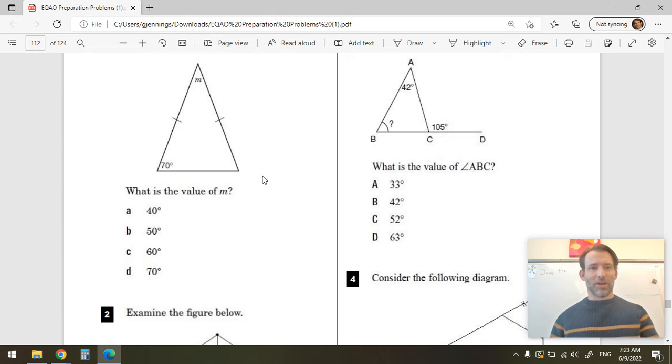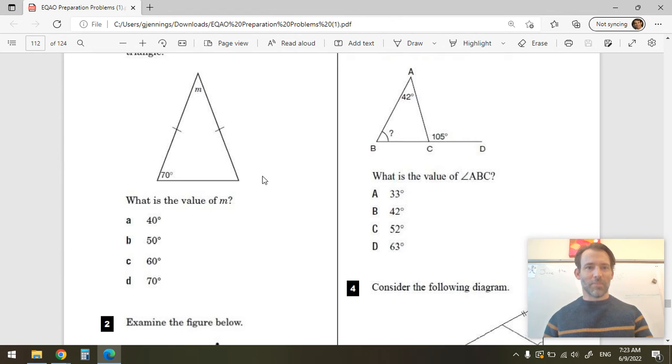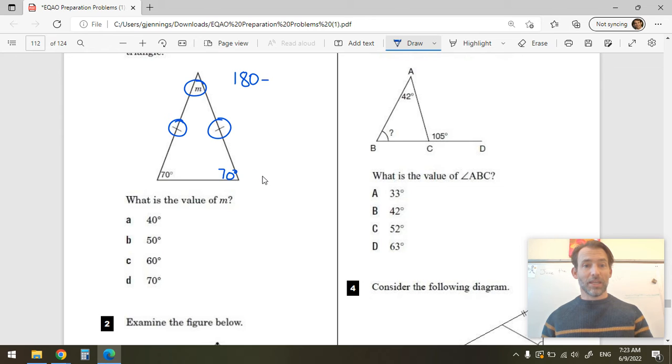This is an isosceles triangle, and we want to find this value of m up here. One thing that's important to note about an isosceles triangle: if you have two sides that are the same length, these angles are the same. The angles of a triangle always add up to 180. So 180 will be 2 times 70 plus m. See, there's two 70-degree angles and one m.